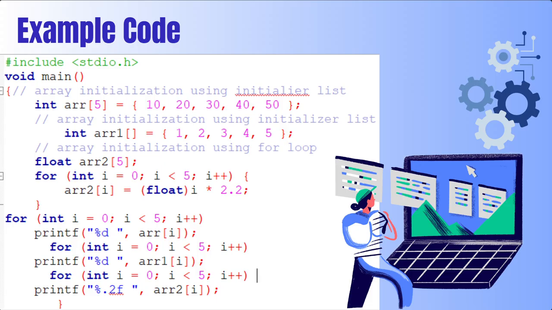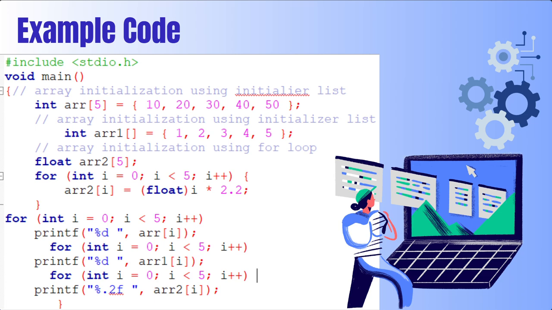We have an example code to understand. Here the main function is declared as void, so it won't return a value in the end. In the main function, we are initializing an array with the help of size, so int arr[5] has 5 elements. Next we are initializing it without size. Again it is 5, the compiler will automatically take the size as 5. Next we take an array of size 5, and we run the loop from 0 to 5, so the loop will run from 0, 1, 2, 3 till 4, and then i plus plus.